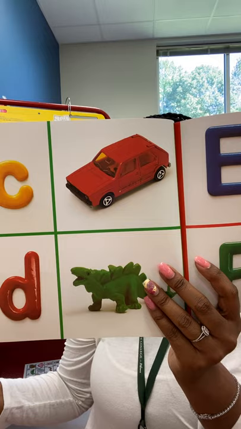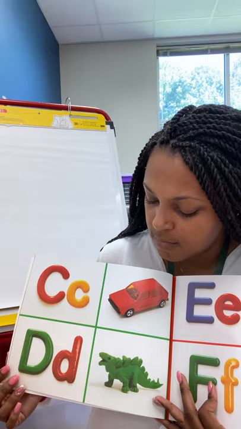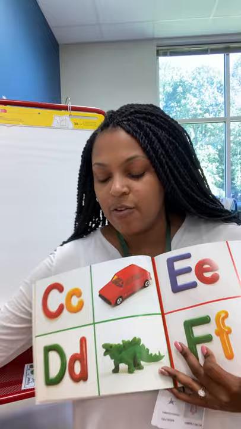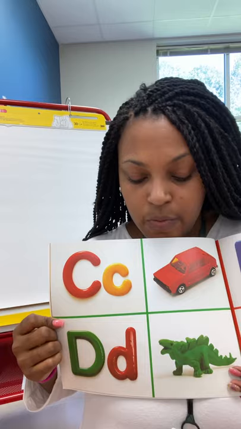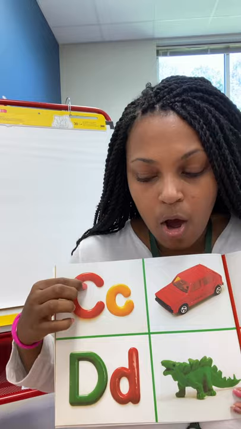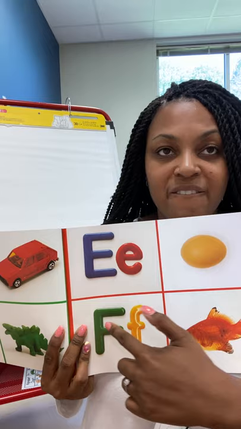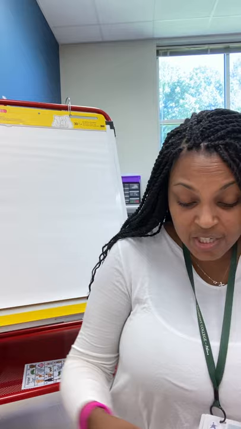And why do you think the author didn't include any words in this book? Do you think they did that to help you learn the letters? Because by you not seeing any words and just sounding it out, you know this is a dinosaur. If you listen to the beginning of that word, it goes D, dinosaur. Car. C, car. Egg. Fish. By you just looking at these pictures, that helps you learn the letters.